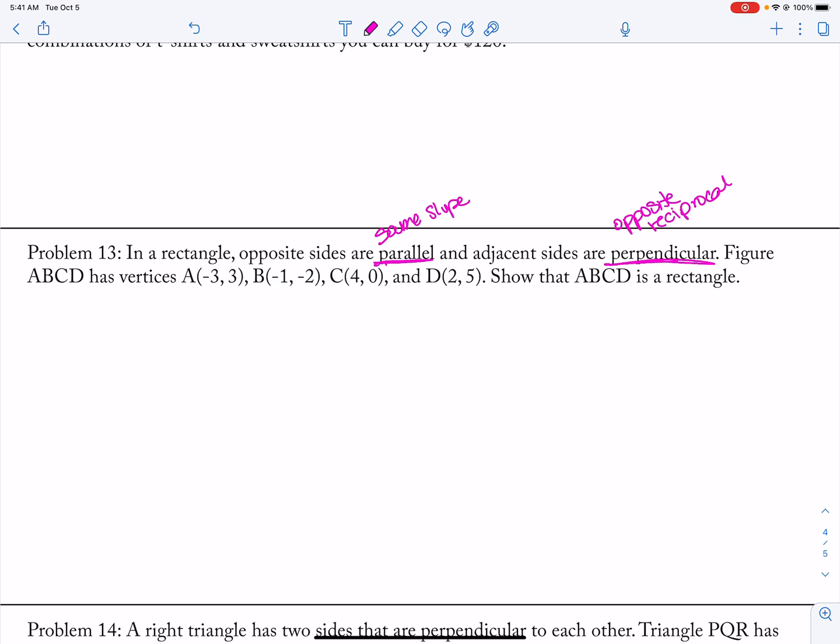Okay, so the main thing is that we do this. Let's look. I probably would like to plot these first just so that I know what I'm proving, so that I'm not just randomly doing stuff. So here is A, B is down here, C is over here, and D is up here.